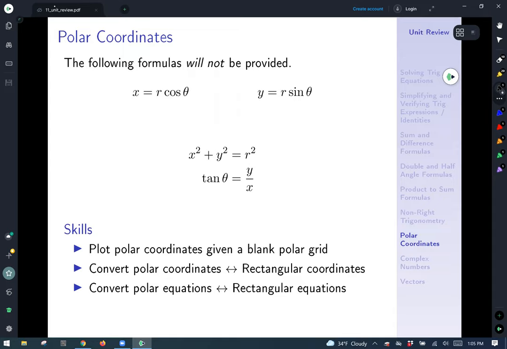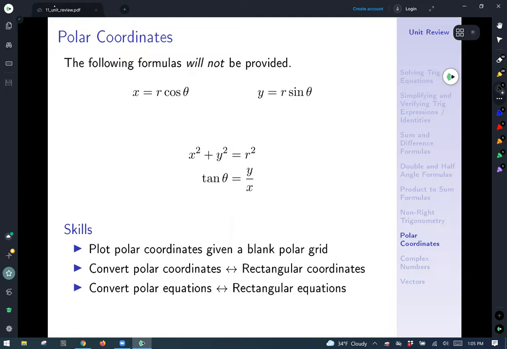Polar coordinates. On the unit circle, x is cosine of theta and y is sine of theta. So if you just extend the radius of the unit circle to an arbitrary r, then x is r cosine of theta and y is r sine of theta. And from all of that, you have the other two formulas, the Pythagorean version in polar coordinates is x squared plus y squared equals r squared, and tangent of theta is equal to y over x.